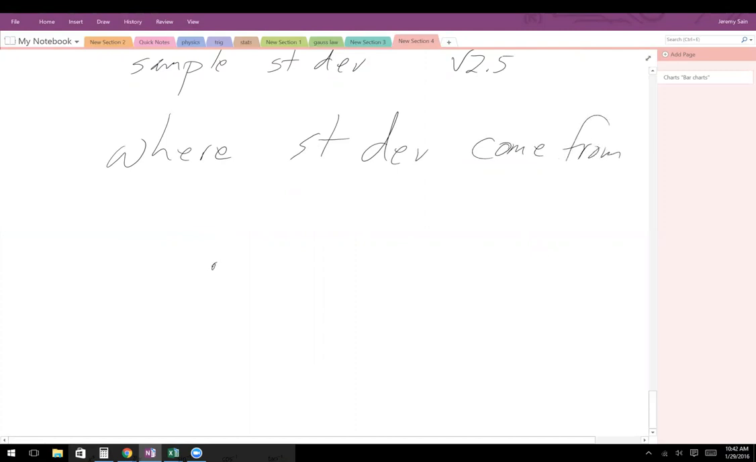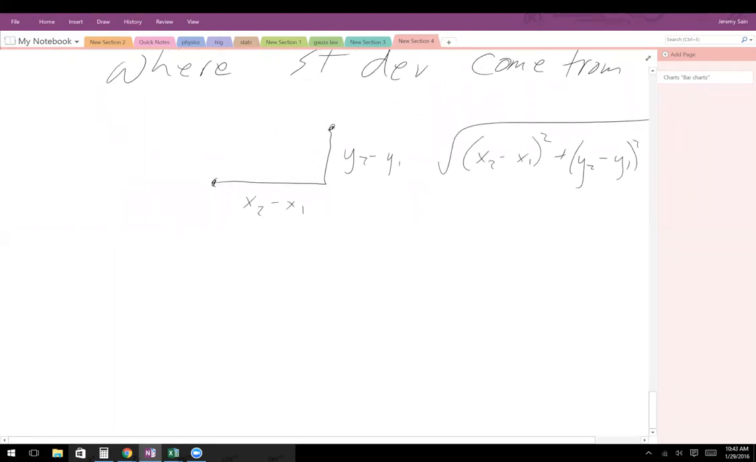You remember in your algebra class, if I have 2 points like that, how to find how far apart they are? How do you do that? You make a triangle. Yes, exactly. You go x2 minus x1 there, this is y2 minus y1. So you do the square root of x2 minus x1 squared plus y2 minus y1 squared. Right? That's actually kind of all you're doing when you do standard deviation.